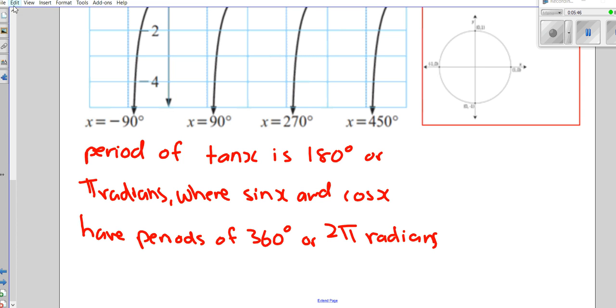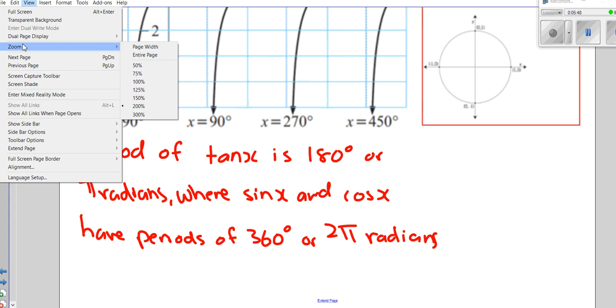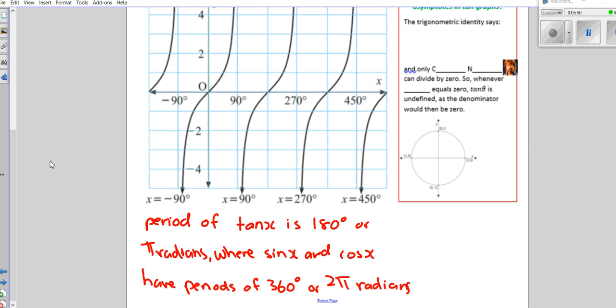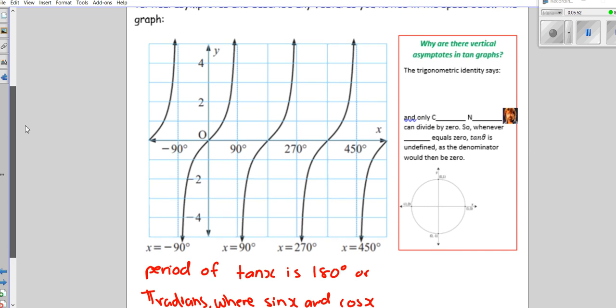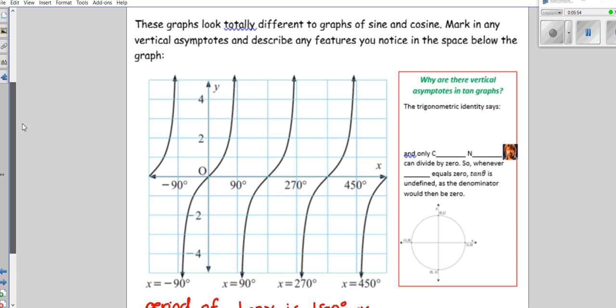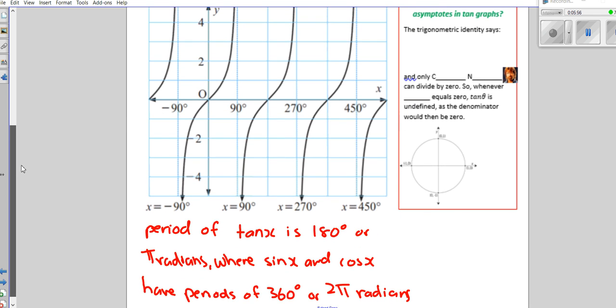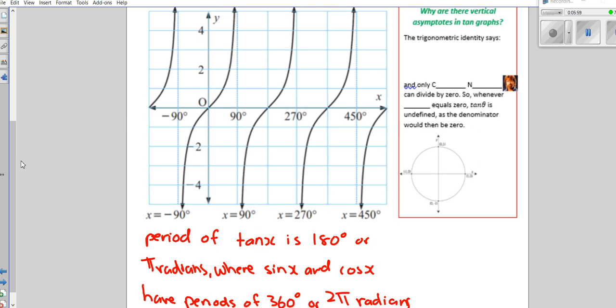I'll zoom out a bit because for this one we need to see a bit more of the graph. And the other thing, I'll just quickly zoom back down. It wants us to draw in any vertical asymptotes. We described a feature already. Where do you reckon you see an asymptote? There's a little clue: there are 4 of them. 90, 270, negative 90. Good, so there are 4 of them actually.